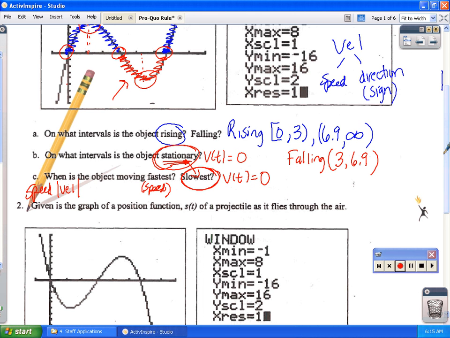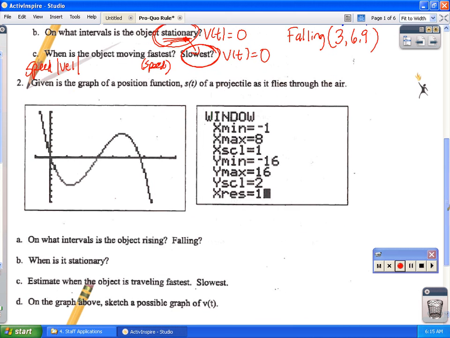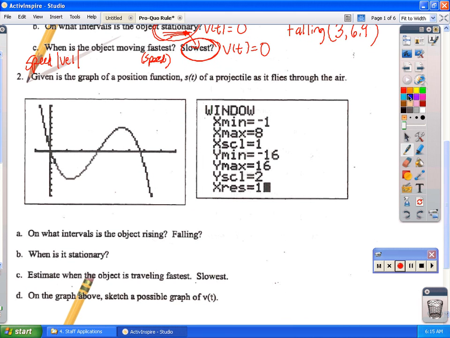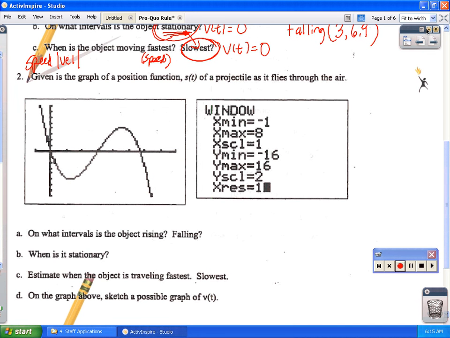All right, let's move on to the second graph, which this time is a position function. So now we have to think a little bit differently than we were thinking before, or our interpretation of the graph has to be different. Since this is a position function, again, we're going to start at a time of 0.